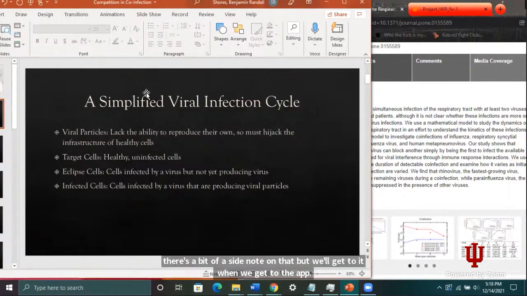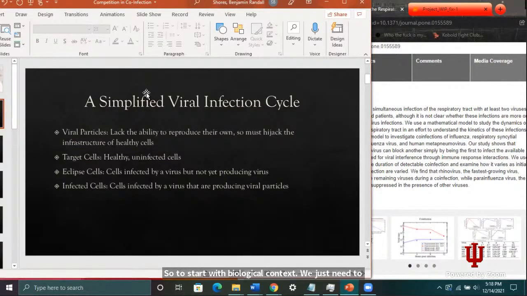So to start with biological context, we need to understand a simplified cycle of a viral infection, which is that you have viral particles which lack the ability to reproduce on their own, so they must hijack the infrastructure of healthy cells. Then you have the healthy cells, which when infected become eclipse cells, which are infected by a virus, but not yet producing virus. And then once they begin producing virus, they are infected cells, and these will die eventually.